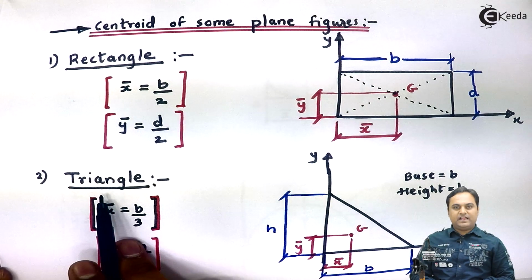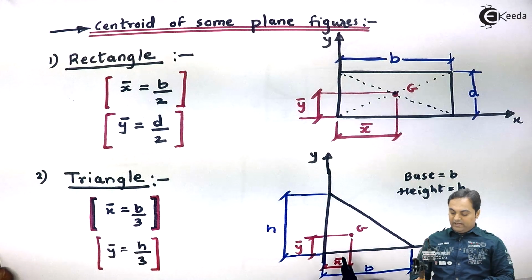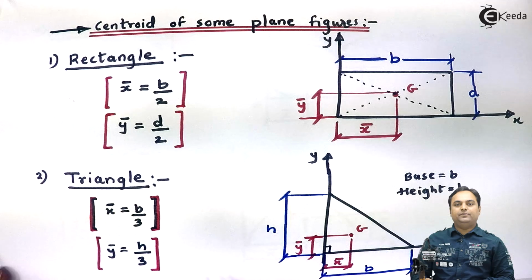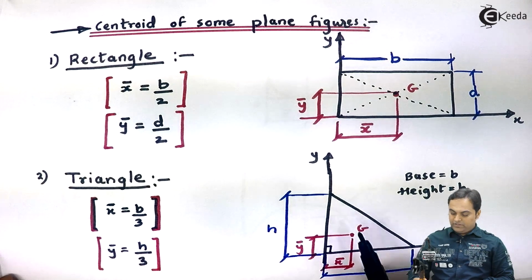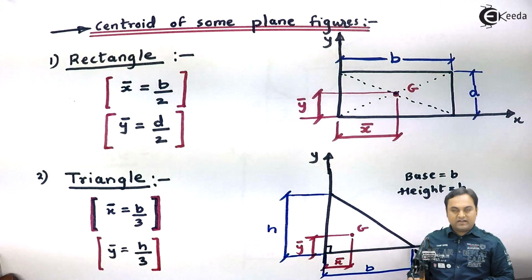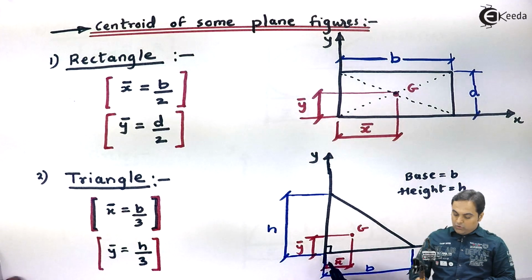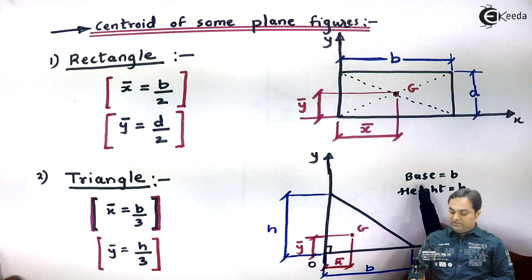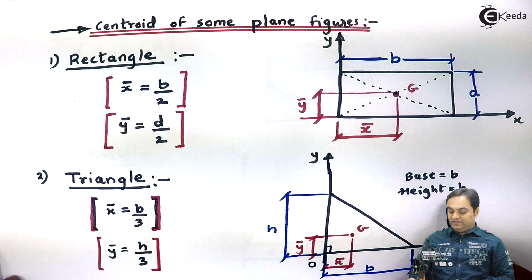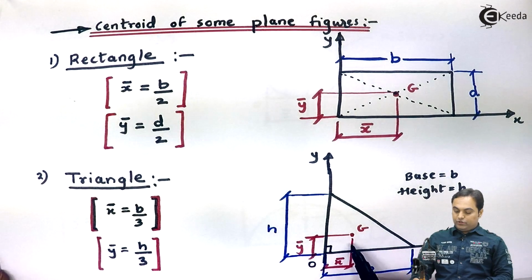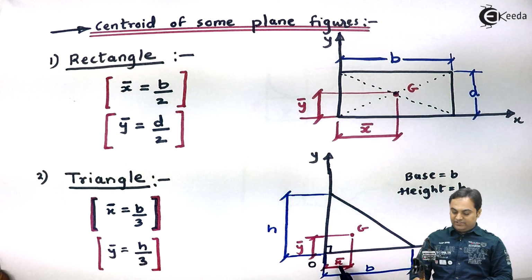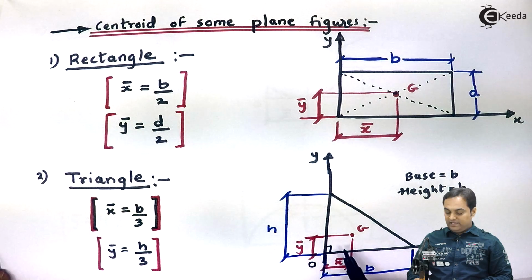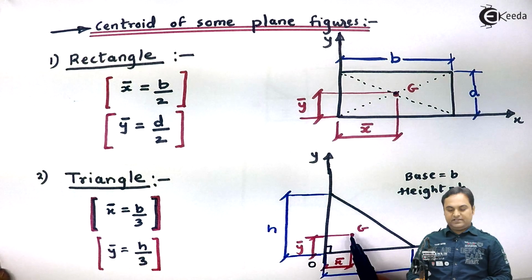Next, if we have a triangle. Now here I am considering a right angle triangle. This is applicable to any other triangle also. If we are having a triangle which is kept at the origin, the triangle is having base b and height h. So the centroid is located at a distance of x bar and y bar, where x bar is with respect to the y axis and y bar is with respect to the x axis.